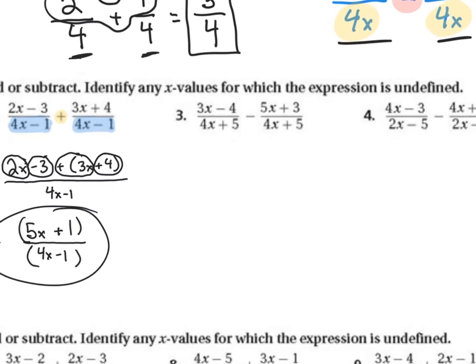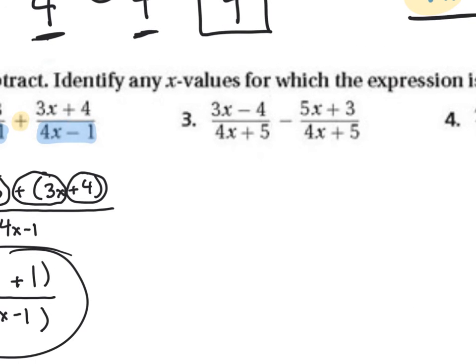All right, let's try a different one. I do like this one because it is subtraction, so we want to talk about the difference in subtraction. So here we go, bottom denominator 4x plus 5.